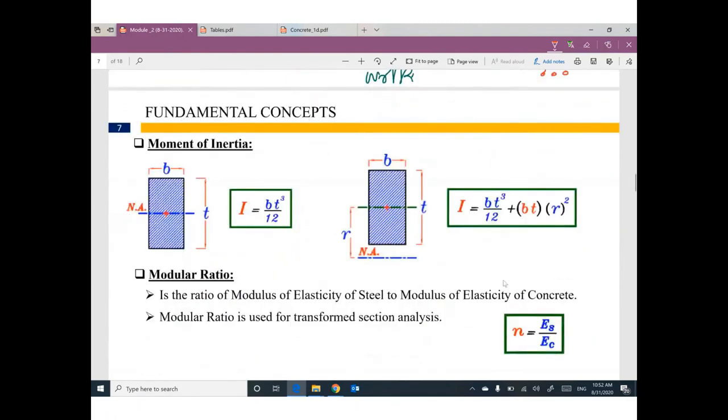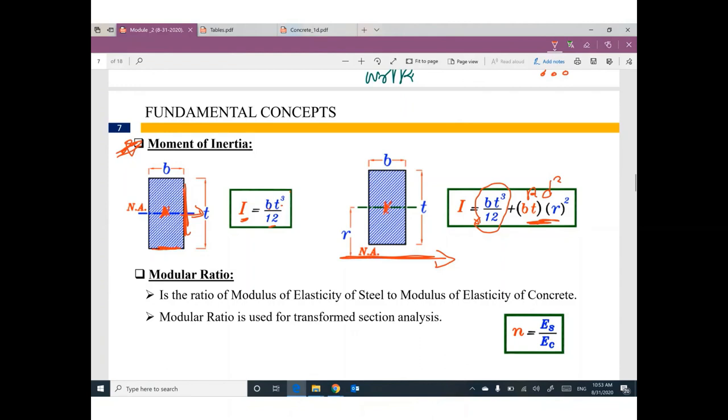Just a quick review. We have something called moment of inertia, b t cubed over 12 for a rectangle: the parallel times the perpendicular cubed over 12. Do you remember? If the x-axis passes through the centroid, fine. If you have something far away from the centroid, we need to add another part, area times d squared.